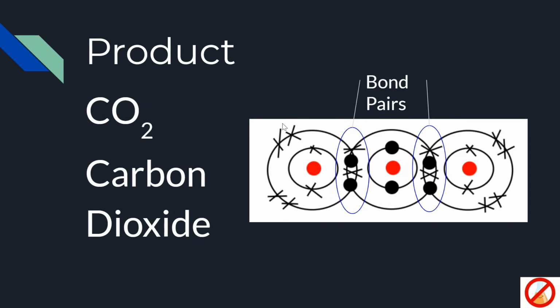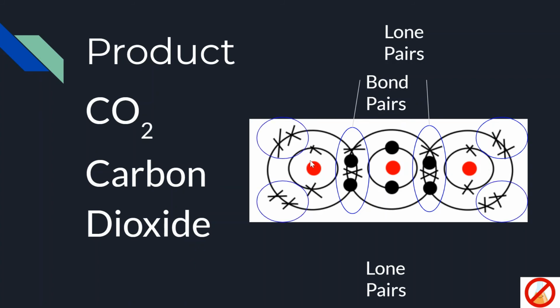And how about these ones at the outside? Well, we call these the lone pairs. The lone pairs are not bonded with anyone, they're just by themselves, and they exist in pairs. So we will call these lone pairs, while the bonded ones we call bond pairs.